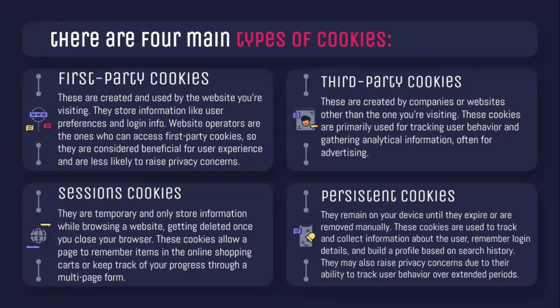Persistent cookies. They remain on your device until they expire or are removed manually. These cookies are used to track and collect information about the user, remember login details, and build a profile based on search history. They may also raise privacy concerns due to their ability to track user behavior over extended periods.